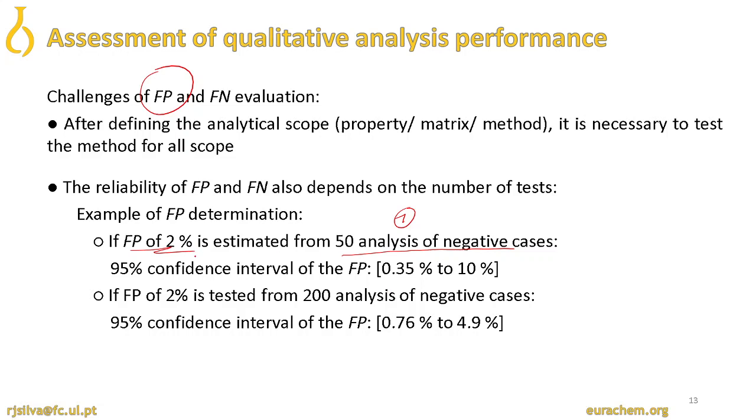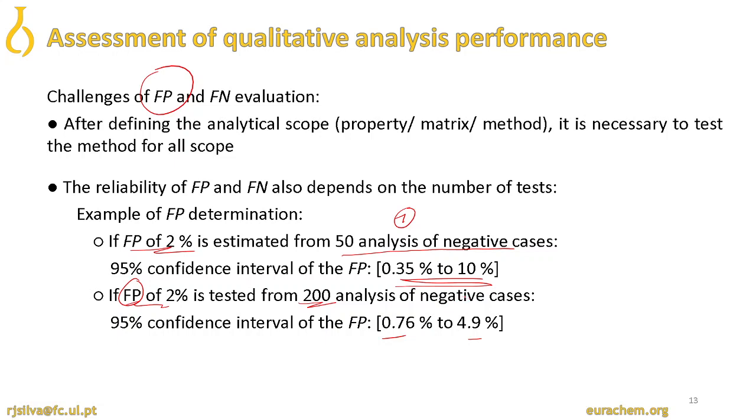In fact, the true value of the false positive rate from testing with 50 negative cases varies between 0.35 and 10%. You must be aware that the true value can be within this interval for a 95% confidence level. If you perform 200 analyses and you get 4 false positives, so the same false positive rate, you can estimate the confidence interval for the true value of the false positives, which will be 0.76 to 4.9%.